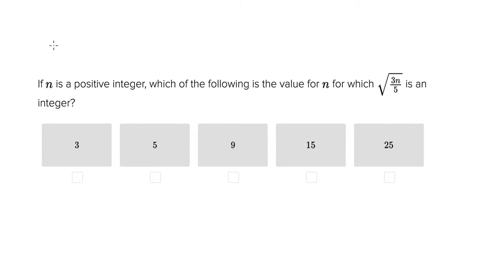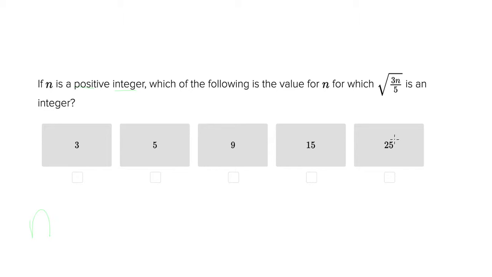We are told that this is a positive number and an integer, so it's going to be a positive whole number. And what we're looking for are values of n for which we get a value that is both positive and a whole number from the square root of 3n over 5 up there. So what we're going to do is plug in some of the values and see which work and which don't.